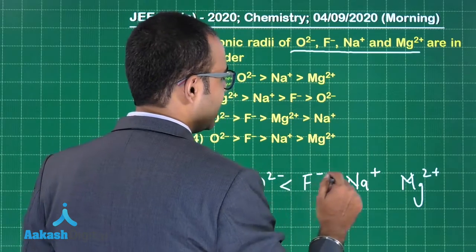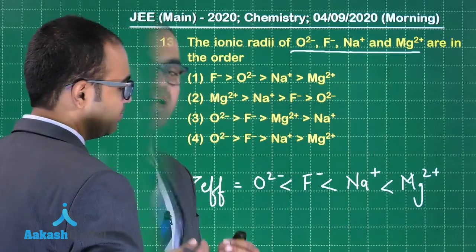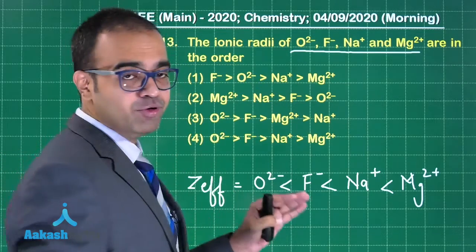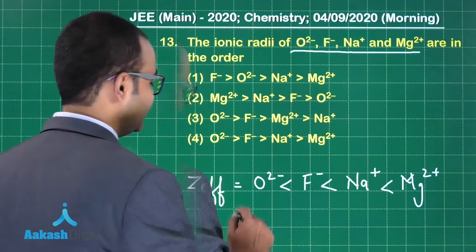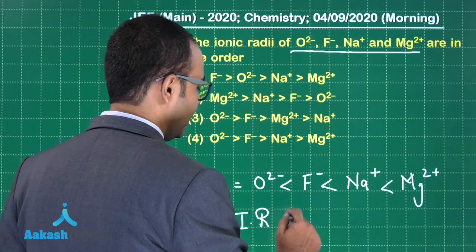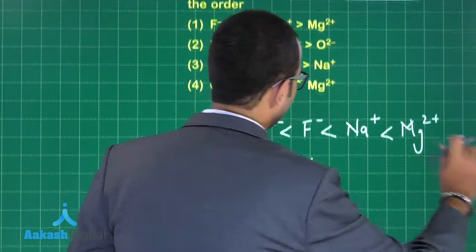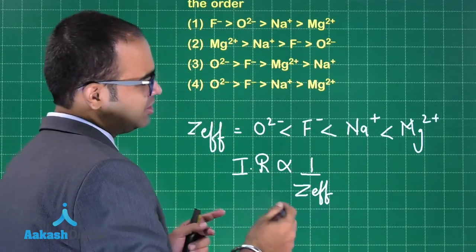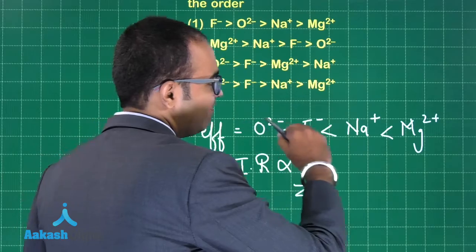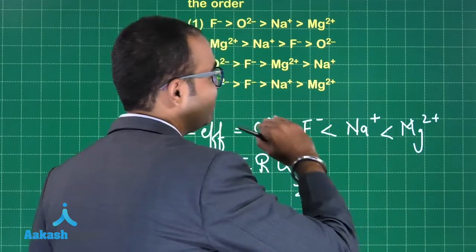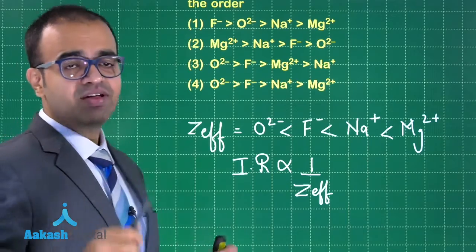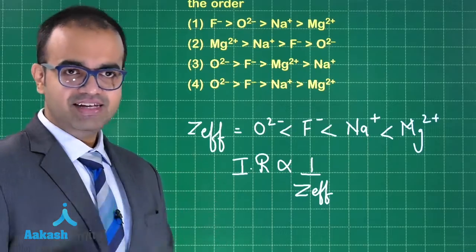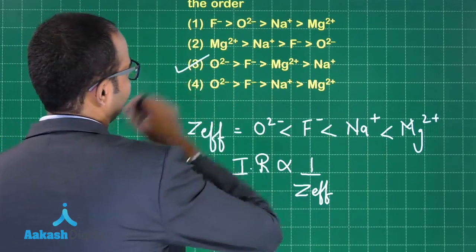The effective nuclear charge keeps on increasing, right? The thing with ionic radii is what? It is inversely proportional to the effective nuclear charge. That is, ionic radii is inversely proportional to what? It is inversely proportional to the effective nuclear charge, right? So if it is inversely proportional, what did we observe over here? The effective nuclear charge is increasing, so the ionic radii will keep on decreasing. Magnesium will have the smallest ionic radii and oxygen will have the biggest ionic radii, guys. So the answer is option 3.